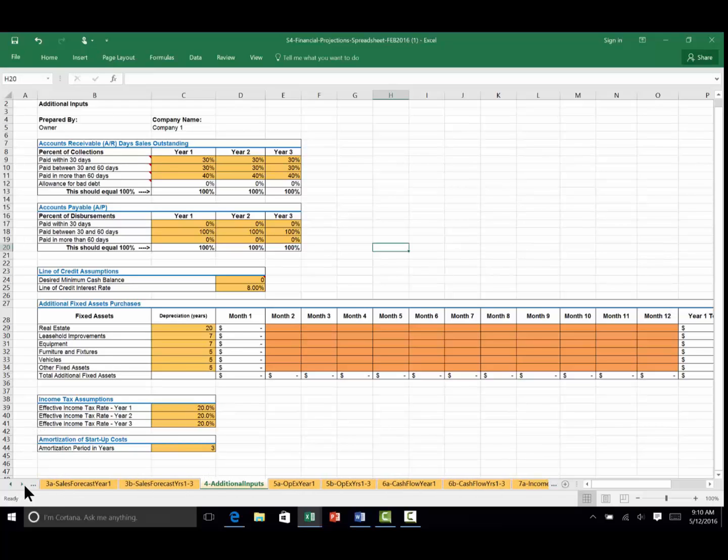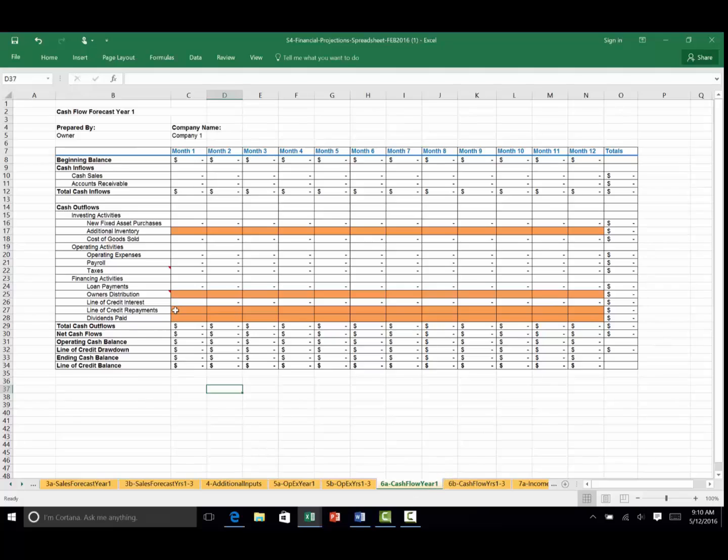Now, moving on down to 6A, Cash Flow Year 1. There's a potential adjustment here for additional inventory. Month 1, you start with the inventory that was your startup cost inventory. However, you may want to add more inventory in month 6, or you may want to sell down inventory after building it up, say for a holiday season.